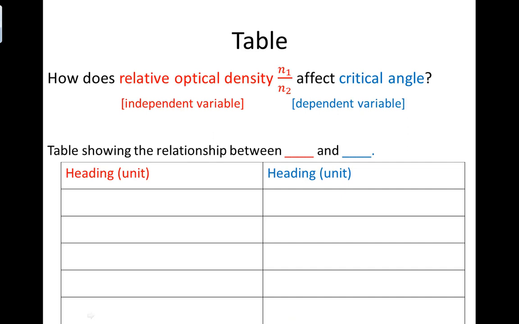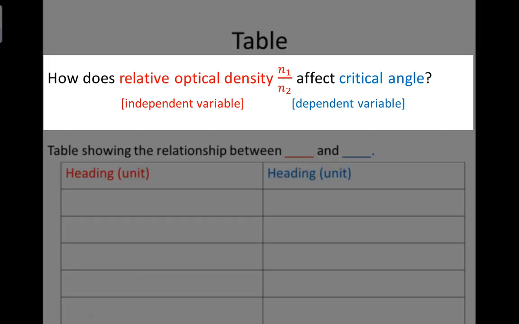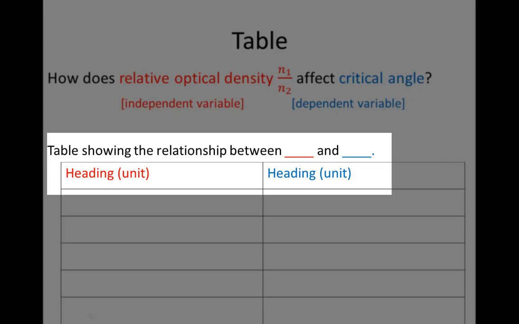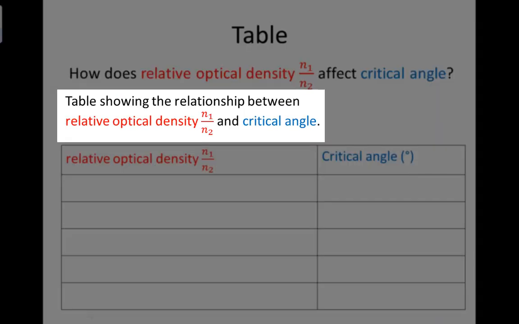Now we need a table in which we can put our data. The question is, how does relative optical density, which in symbol form is N1 over N2, affect critical angle? So what will the heading of our table be, and what will the heading of each of the columns of our table be, and what are the units we're going to use? Table showing the relationship between relative optical density, in other words N1 over N2, and critical angle.